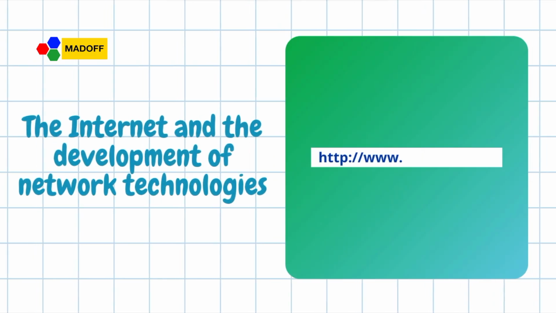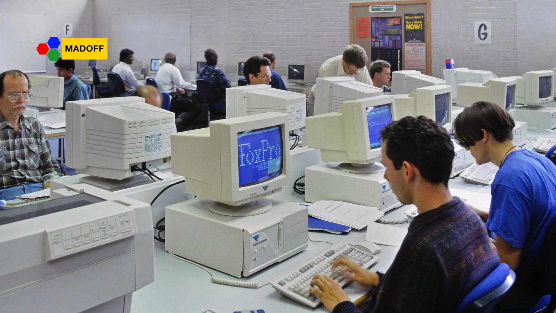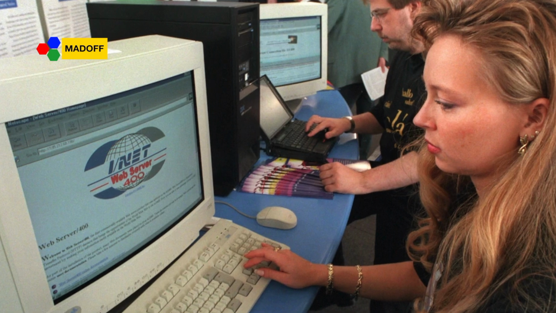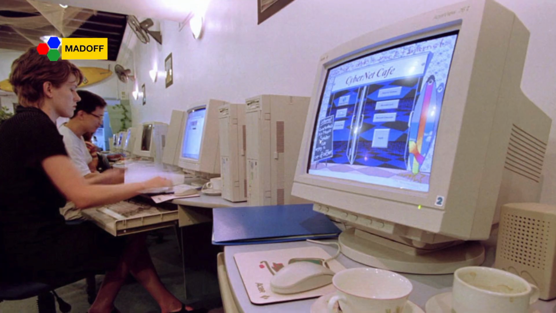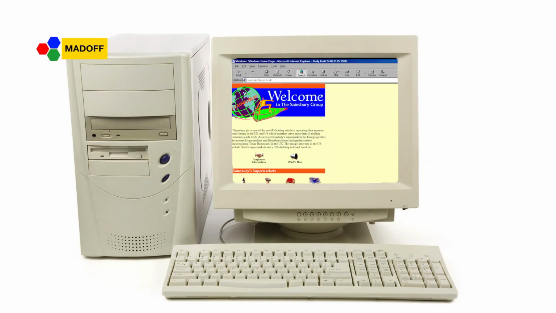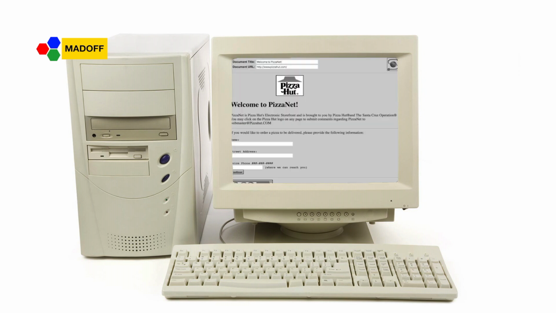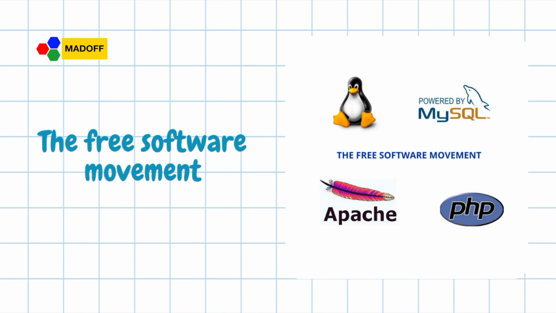The Internet and the development of network technologies. In the 1990s, the spread of the Internet led to the emergence of network applications and web technologies. This created new opportunities for programmers and contributed to the growth of the need for web development and network programming specialists.